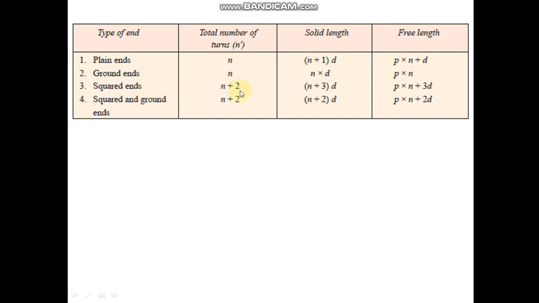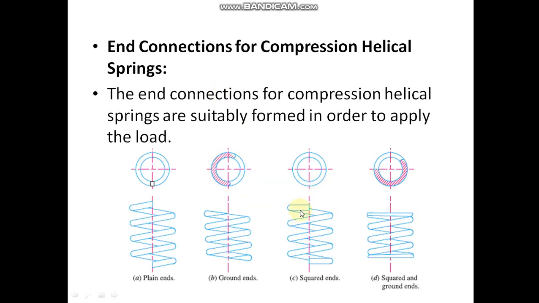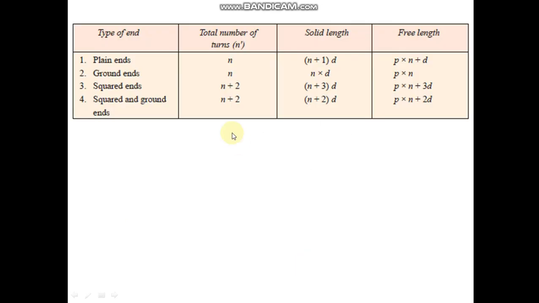For squared ends, we will have n plus 2 because the upper turn and lower turn will not contribute to the deflection. So active turns will be n, but total turns will be n plus 2. Similarly, for squared and ground ends, the active turns will be n, but two turns will be inactive, the upper one and lower one. So total turns will be n plus 2.